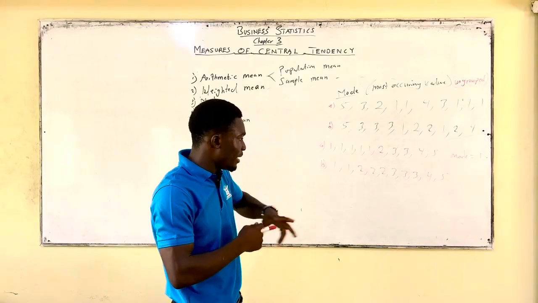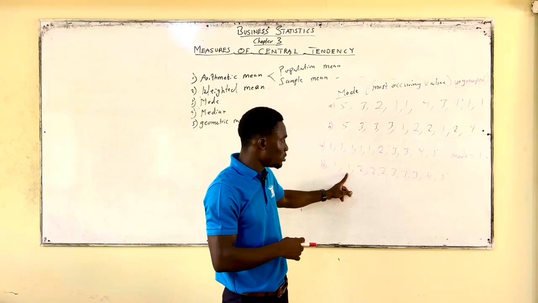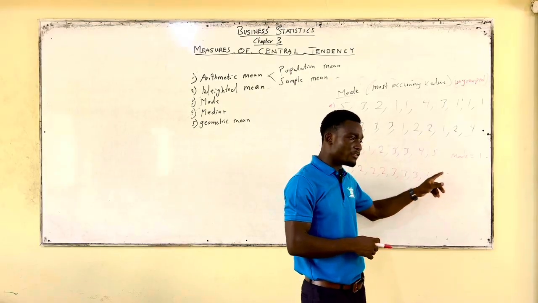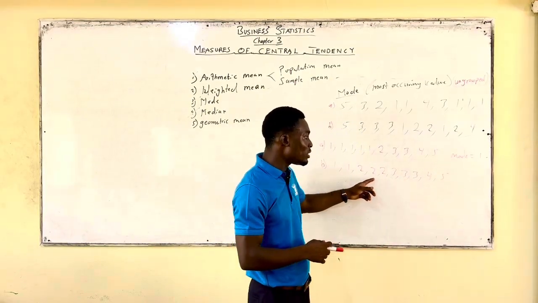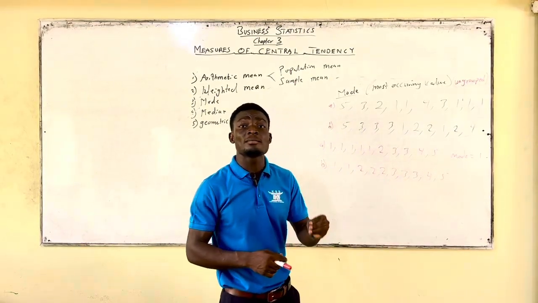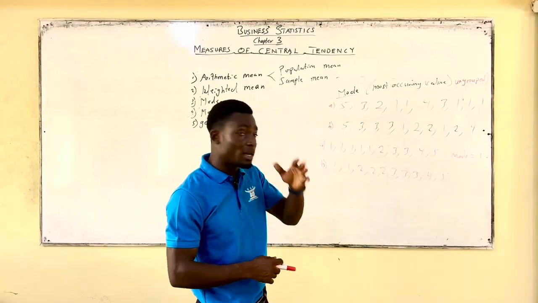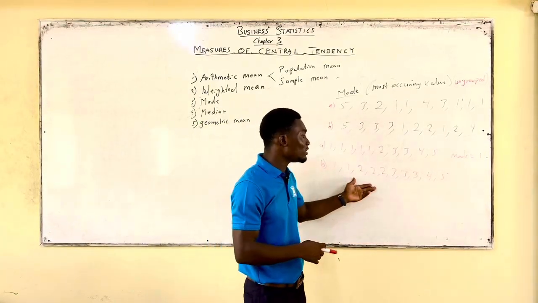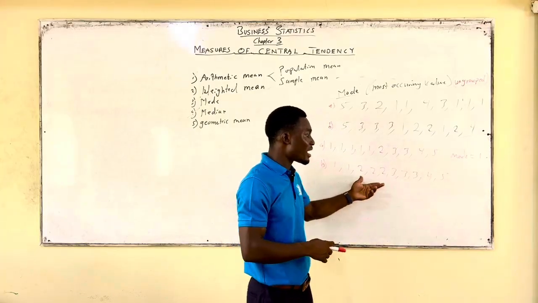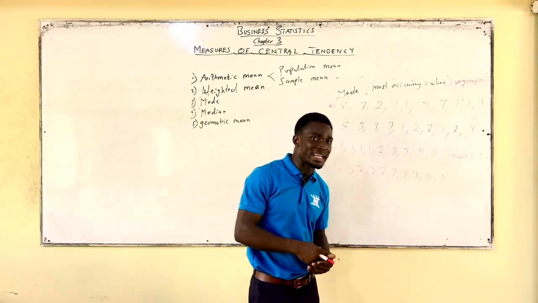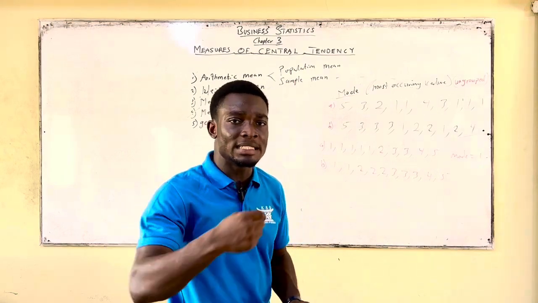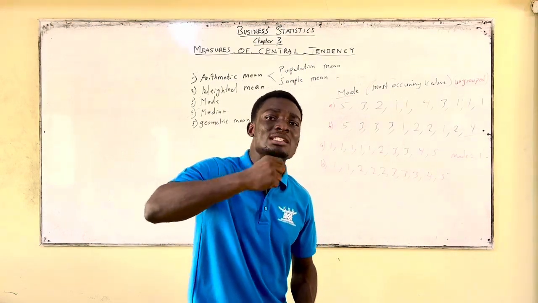But when you look here, 1 occurs once. 2 occurs 1, 2, 3 times. 3 occurs 1, 2, 3 times. 4 occurs once, 5 occurs once. Here we have two numbers with the same number of occurrences, equal. This is occurring 3 times, this is occurring 3 times, and this is what we call multimodal data.